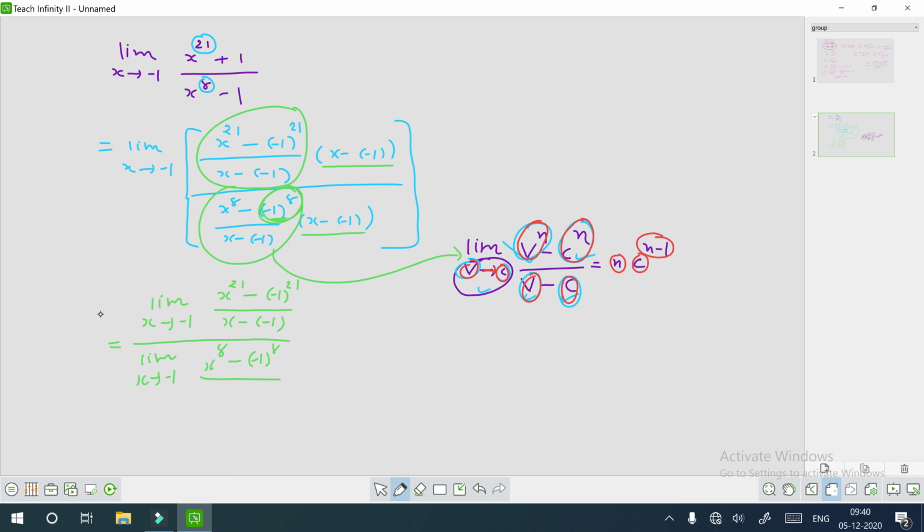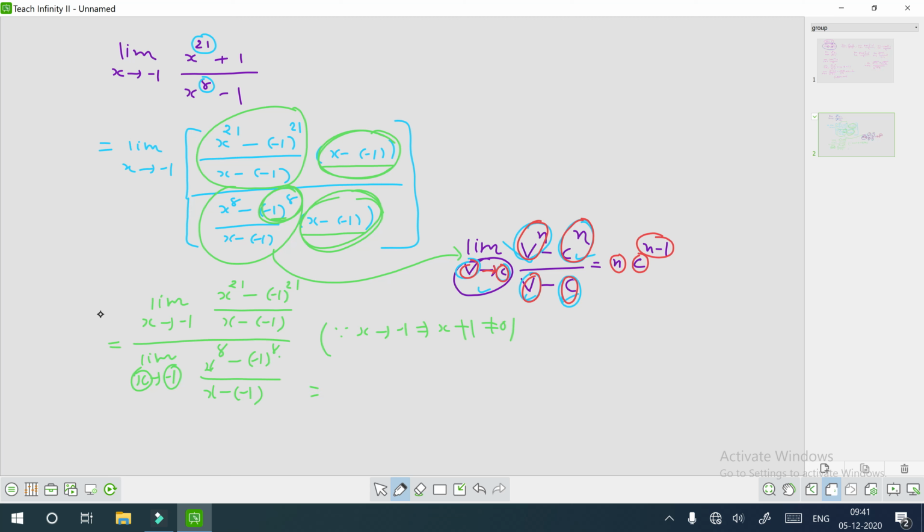Why do we have to do this? Because the variable is x and the constant is -1. So variable raised to n, constant raised to n over variable minus constant. And put the region. x tends to -1 implies x plus 1 is not equal to 0. So we can cancel this factor from the numerator as well as the denominator quantity. We can cancel this factor from numerator and denominator. Clear? Yes. Now it is of the form.